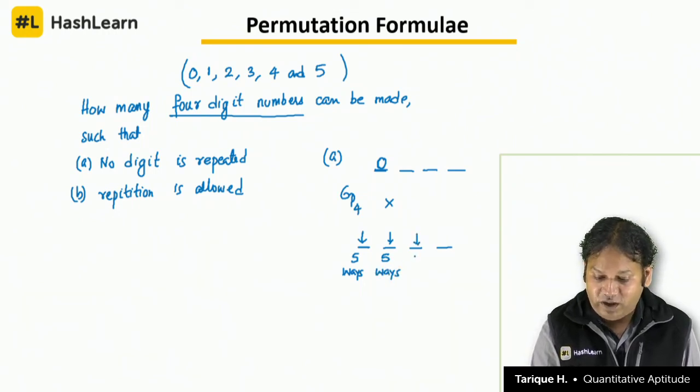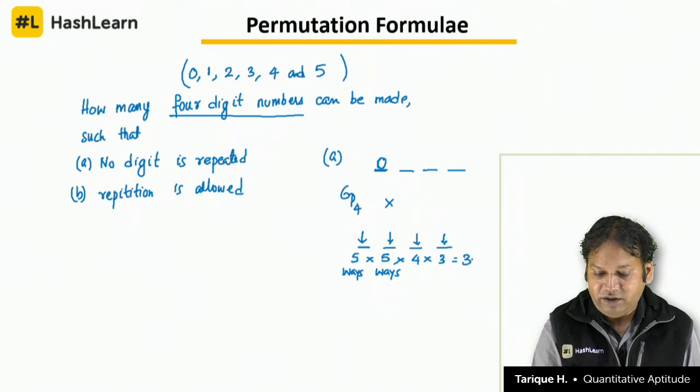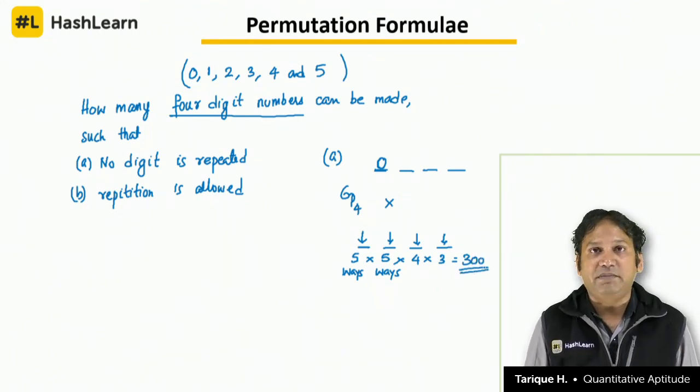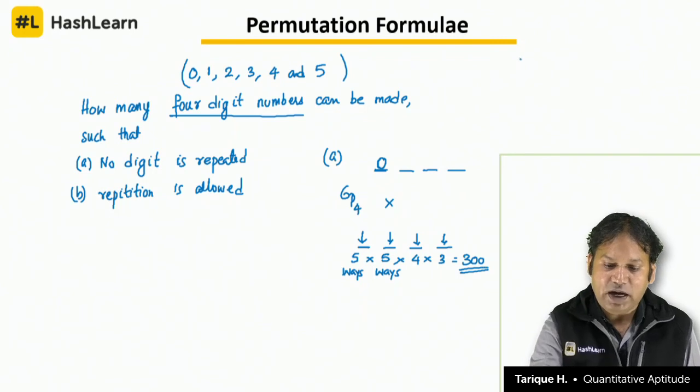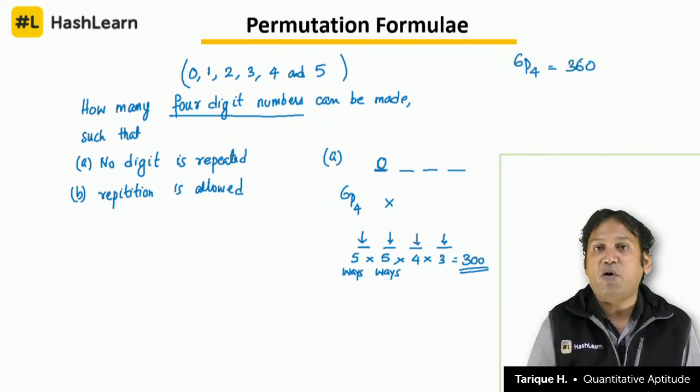then the third one in 4 ways, the last one in 3 ways, and when you multiply them, 25 into 12, we get 300 ways in which we can make 4-digit numbers using 0, 1, 2, 3, 4, 5 so that a digit is used only once, is 300. If you had used 6P4, you would have got the answer as 360, that would be wrong.